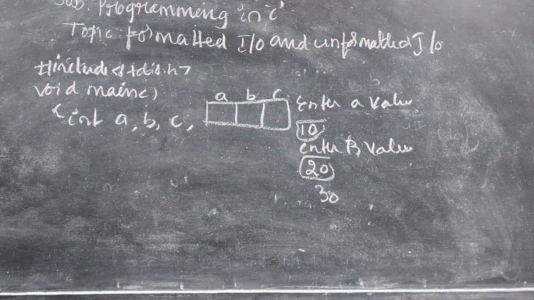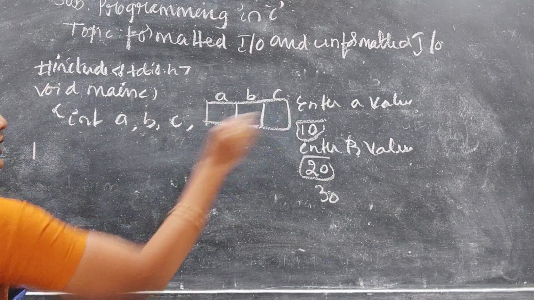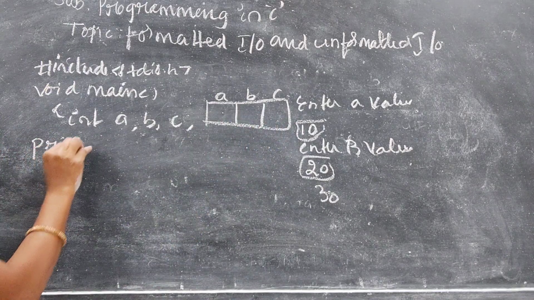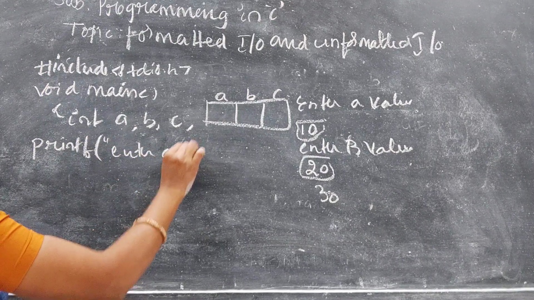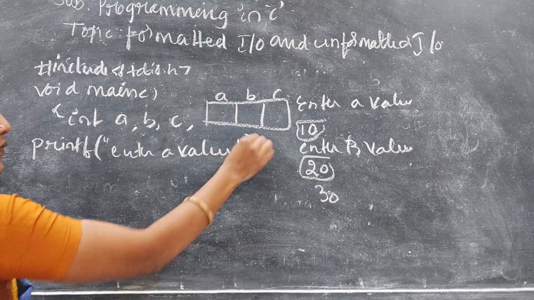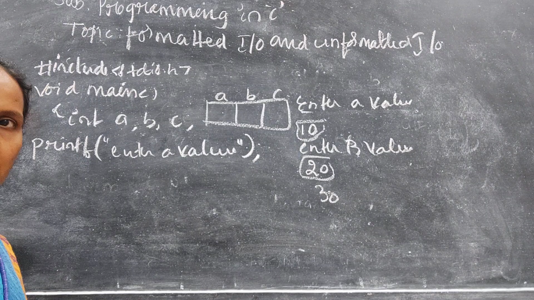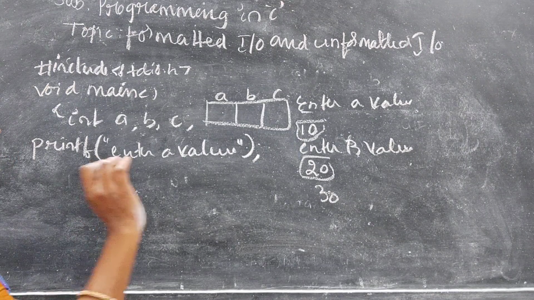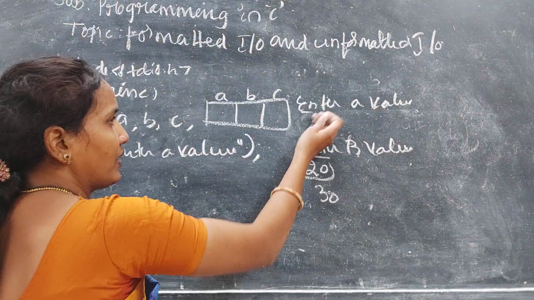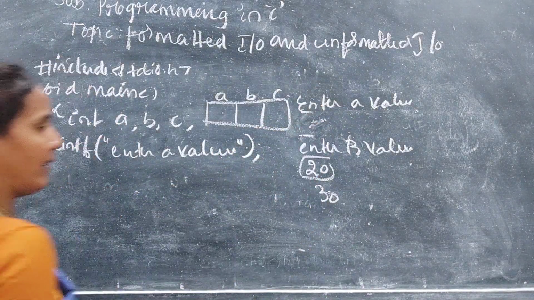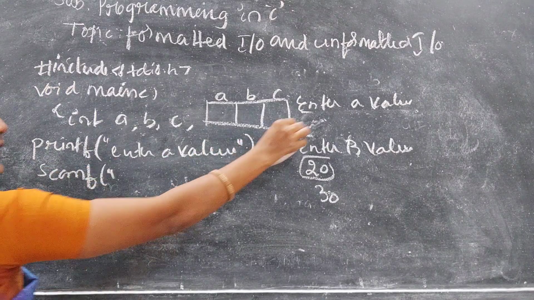Okay, now the syntax is correct. Next, what is the prompt here? Printf, enter a value. So you will get this prompt. This will be executed. After this, you will get a prompt where the cursor will blink. Then you need to give the value. The cursor will blink like this after printing this. Then we'll give the value. Then what happened? Scanf. What type of value do you want to give?